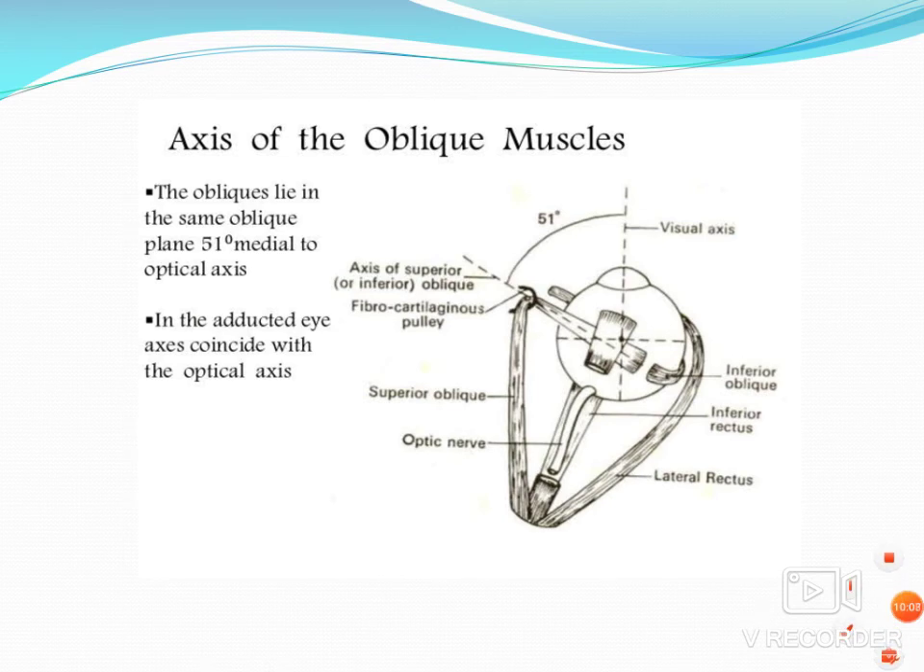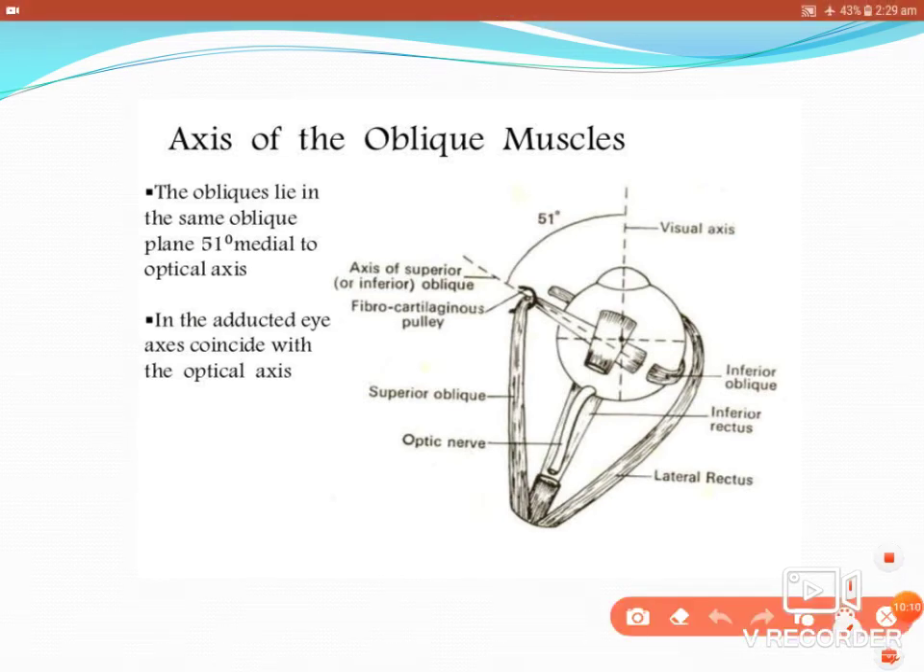Then here in this figure, this is also the right eyeball. Here you can see this lateral rectus. Here we get the medial rectus that is cut. You can see the superior oblique here. The superior oblique is coming from this part above the common tendinous ring.